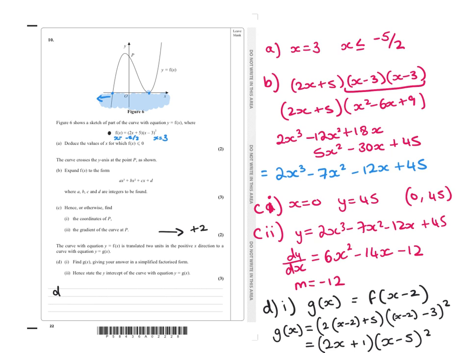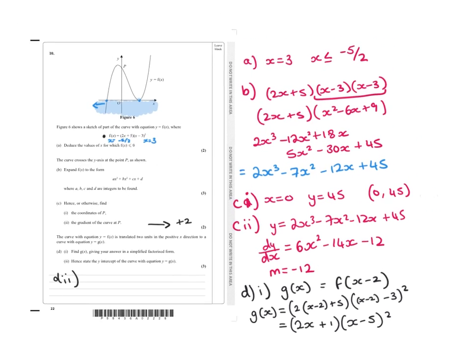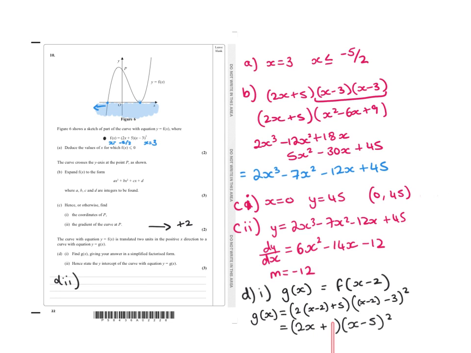And then part D, II says, hence state the y-intercept of the curve with the equation g of x. Well, to find the y-intercept, I'm going to do all of the numbers multiplied by each other. For example, what I mean by that is if you were to expand this, you'd get 2x plus 1, x minus 5, x minus 5. The only way to get the y-intercept is to do minus 5 times minus 5, which is positive 25, times 1. So in actual fact, the y-intercept is 25.